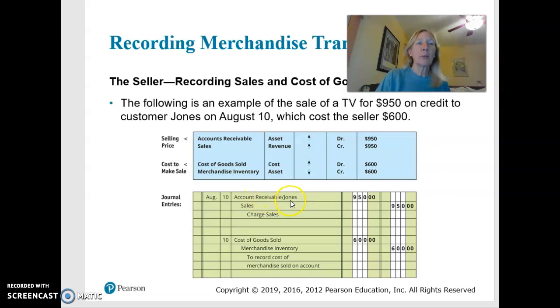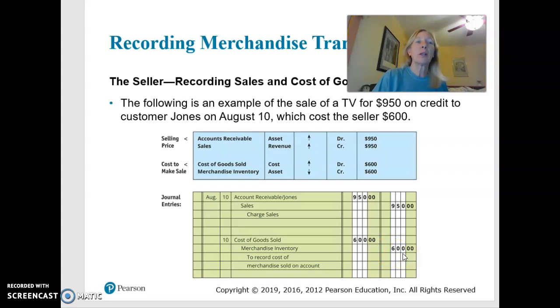So accounts receivable, customer Jones, bought a TV for $950, and then that's going to be sales, which is our revenue account, and that's going to be credited. Okay, that's something we've already learned, maybe a little bit different because we're actually recording who is buying from us. Now in addition, once we sell that TV, we have to record it in our inventory. So our cost of goods sold, the cost of one TV was $600. So that's going to be debited because we need this cost of goods sold to figure out our profit. And remember, it's always debited. And in our merchandise inventory, we sold a TV, so we have $600 less inventory.